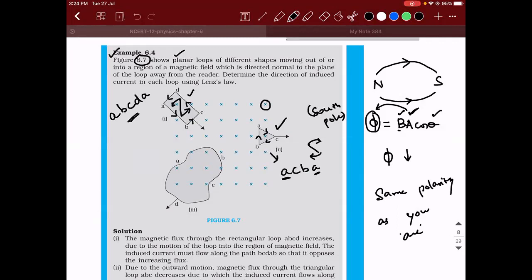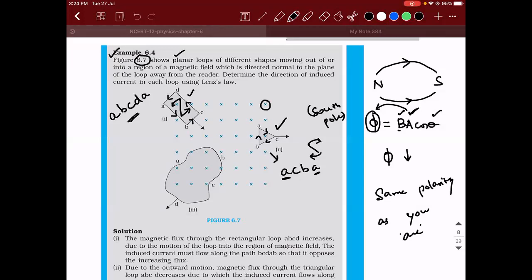Sir, but this triangle is not moving in either direction. They have given an arrow mark. Yes, sir, but it is not moving in the north or south pole. It is moving in another direction. Then you didn't understand the concept at all.